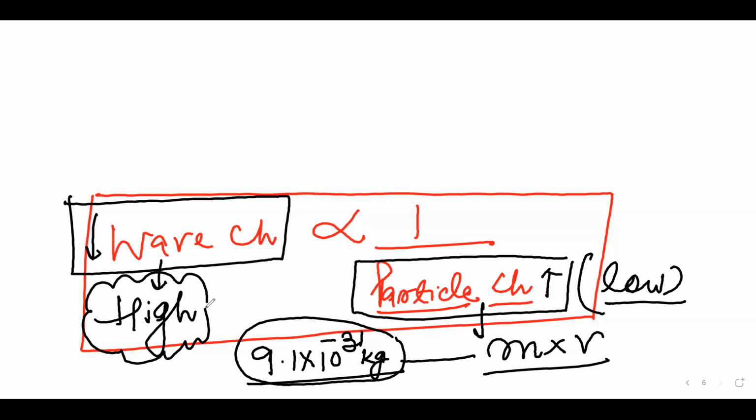Now go the opposite. Now I have a moving car, and suppose that moving car has a mass of 2000 kg.